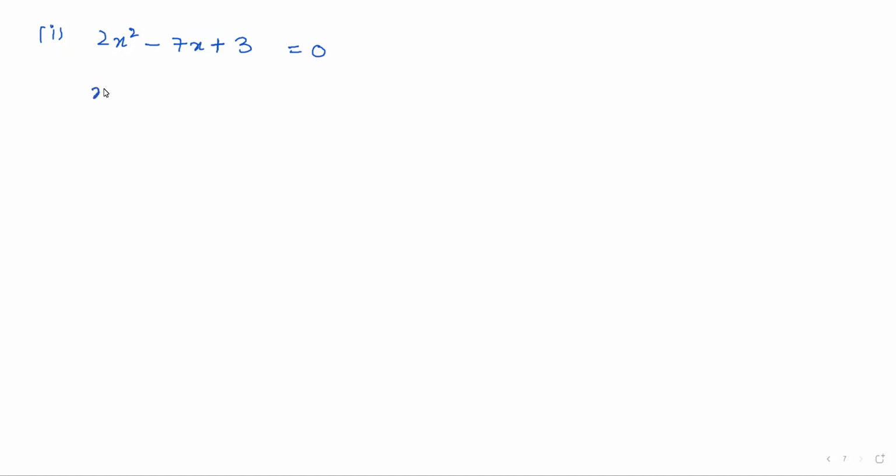So quadratic formula basically gives you the values of x, which is equal to minus b plus or minus root b square minus 4ac, the whole divided by 2a. Yeah, so please remember all the plus and minus very carefully. This is the quadratic formula. Now in this equation, your a is 2, right? You can see b is minus 7 and c is 3, right? Now simply put it in the formula.